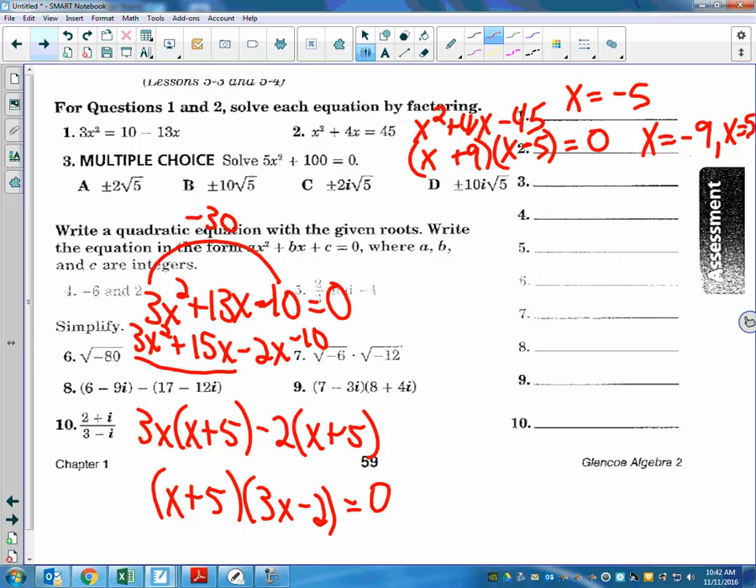So that's just x equals negative 5. But when I solve this one, it's okay to show some work there, right? 3x minus 2 equals 0. I can add the 2 over. I can divide by 3. Please don't give me decimals. x equals 2/3 is the answer you should give me.